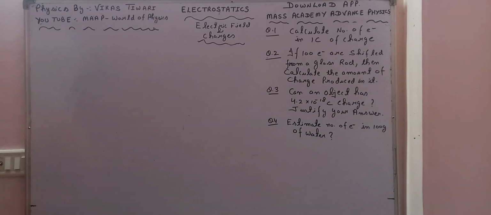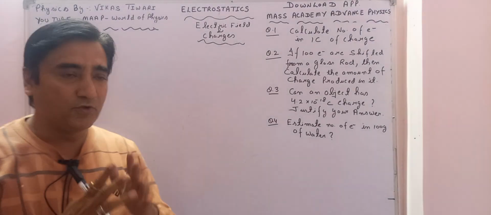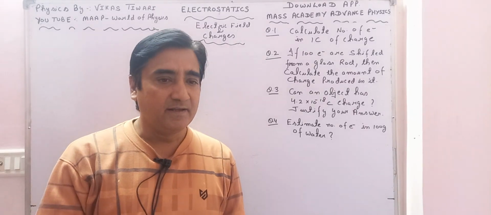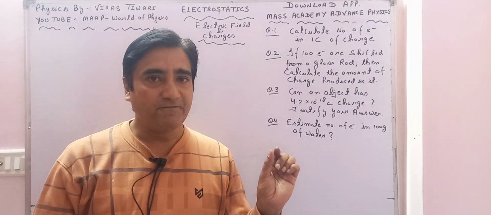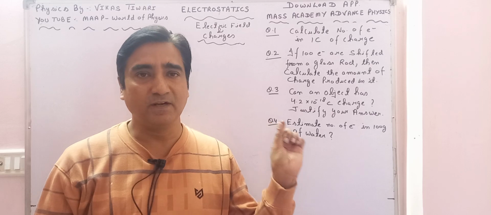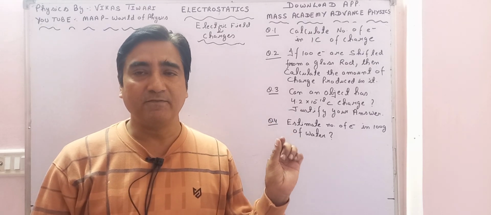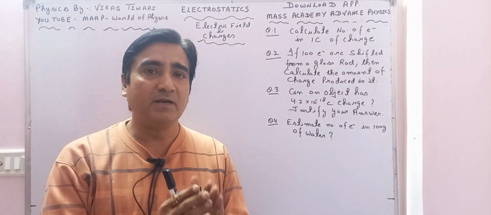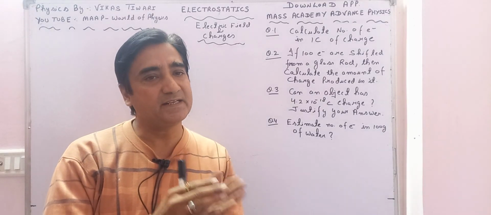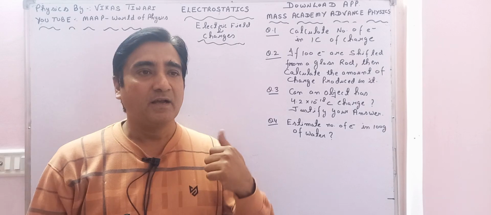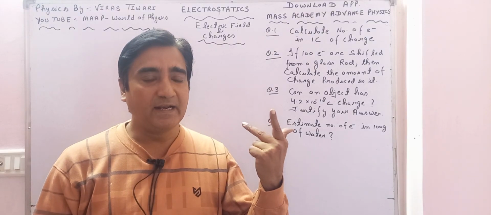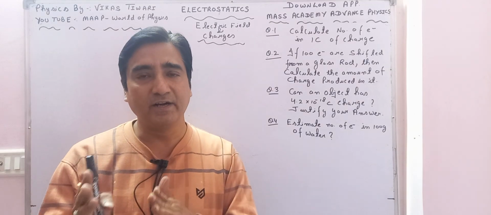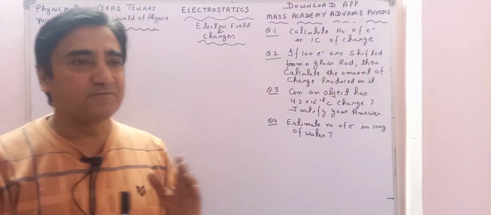As I have already told you, quantization of charge means that the minimum value of charge has been fixed. The electronic charge has been fixed to 1.6 into 10 raised to power minus 19. The charge can be transferred from one body to another body in integer form only, meaning either 1 electron, or 2 electrons, or 3 electrons, or 4 electrons will be transferred from one body to another, not a fractional value.